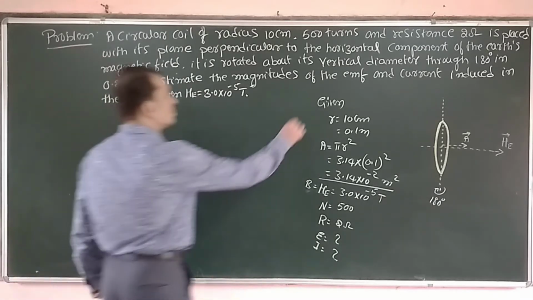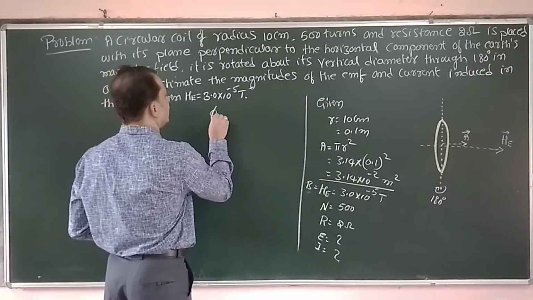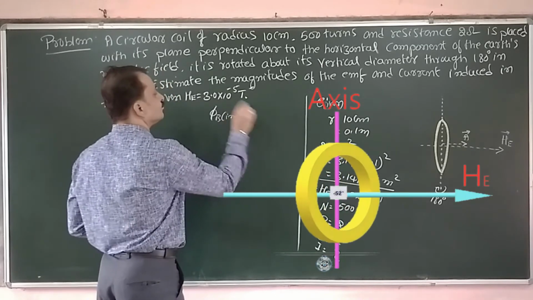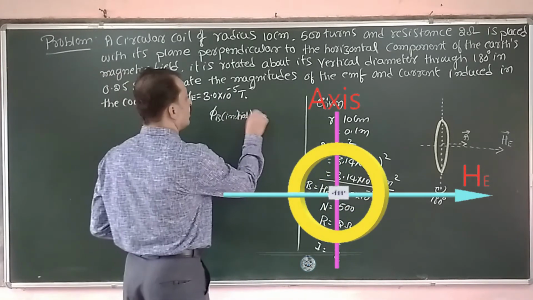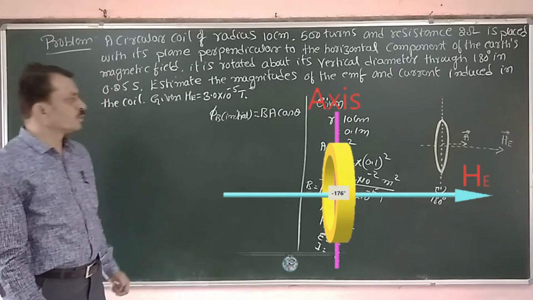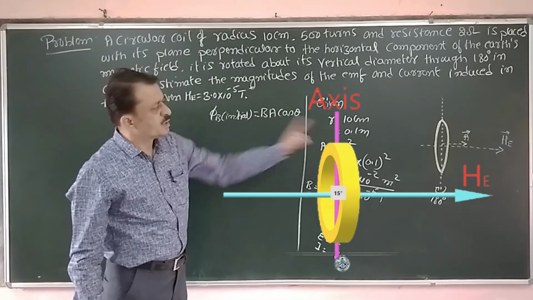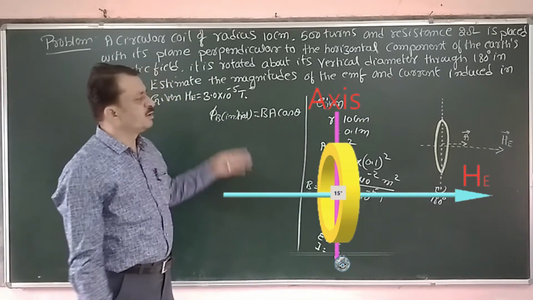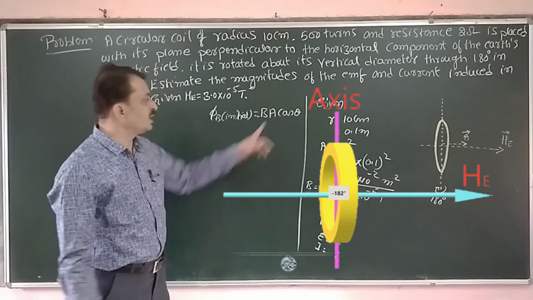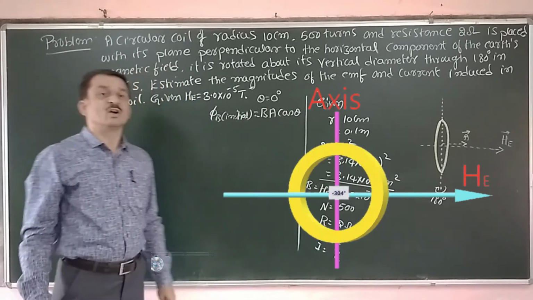Now for that one we have to work out what is the initial flux. Now the initial flux phi B initial is equal to, we know the formula, it is simply BA cos theta. Now what is theta value here? In the initial stage, the horizontal component of the Earth's magnetic field and the area vector are parallel to each other. Therefore theta is 0. So in the initial case theta value is 0.